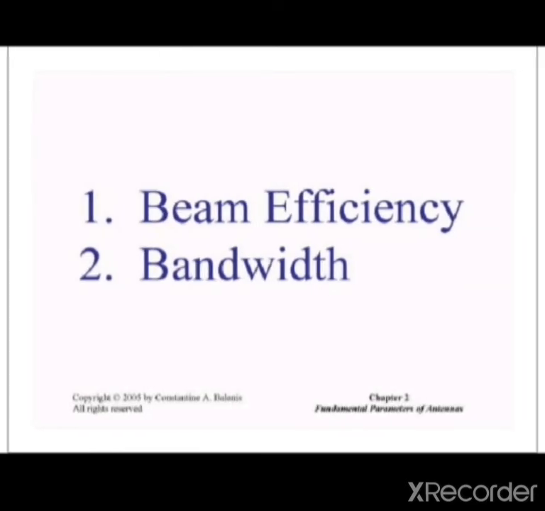And now the beam efficiency and the bandwidth. These two parameters are very important. For beam efficiency, we take into account the major lobe and minor lobe beams. So beam efficiency is equivalent to omega M, capital M, that is called the major lobe beam.